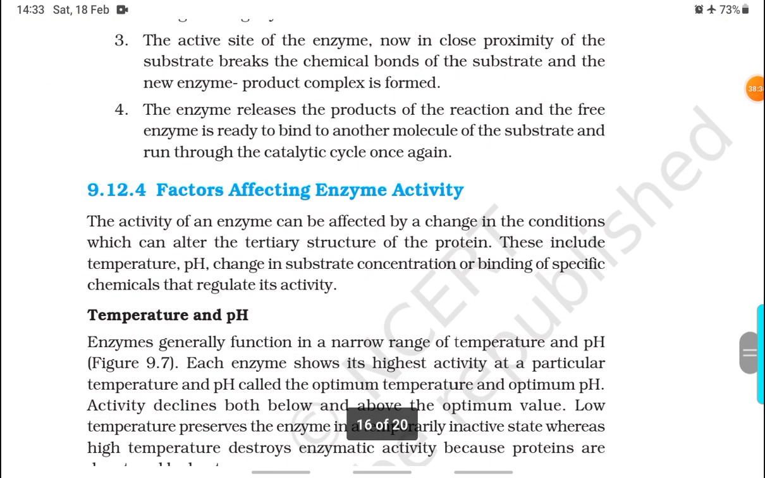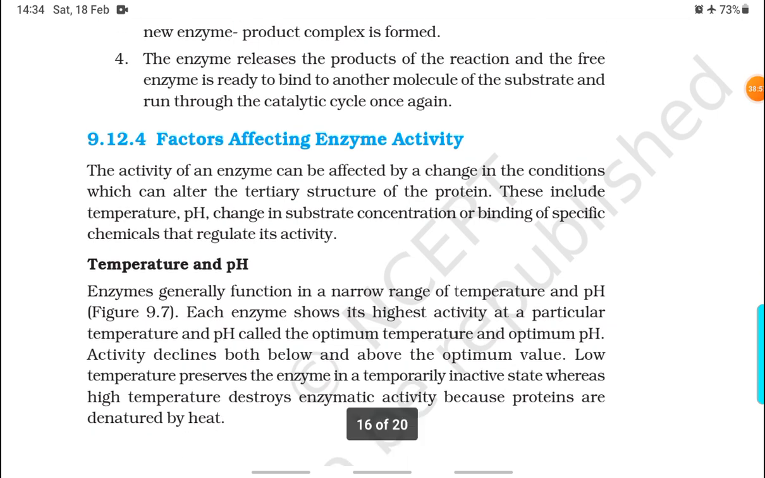Factors affecting the enzyme activity. The activity of an enzyme can be affected by a change in conditions which can alter the tertiary structure of the protein. This includes temperature, pH, change in substrate concentration, or binding of specific chemicals that regulate this activity.